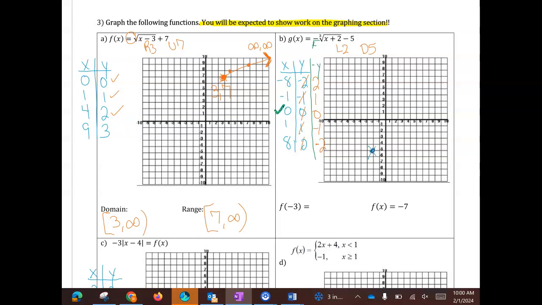So from here, I'm going to go left 8 and up 2. And I'm going to go left 1, up 1. So taking care of these points here. And then I'm going to go right 1, down 1. And then right 8, down 2. So when I'm done connecting, it's going to look like this.